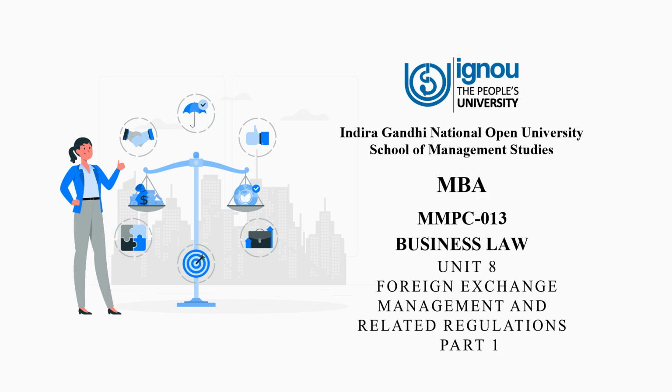Rules made under FEMA. Number 1, FEM, that is Encashment of Draft, Check, Instrument and Payment of Interest Rules 2000. Number 2, FEM, that is Authentication of Documents Rules 2000. Number 3, FEM, that is Current Account Transaction Rules 2000. Number 4, FEM, that is Adjudication Proceedings and Appeal Rules 2000.